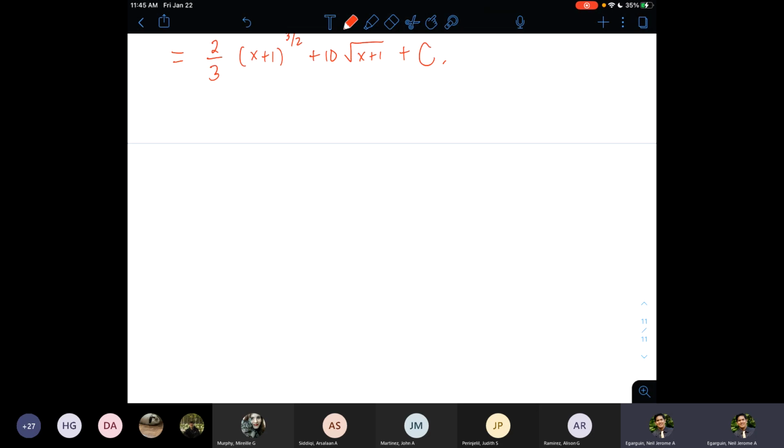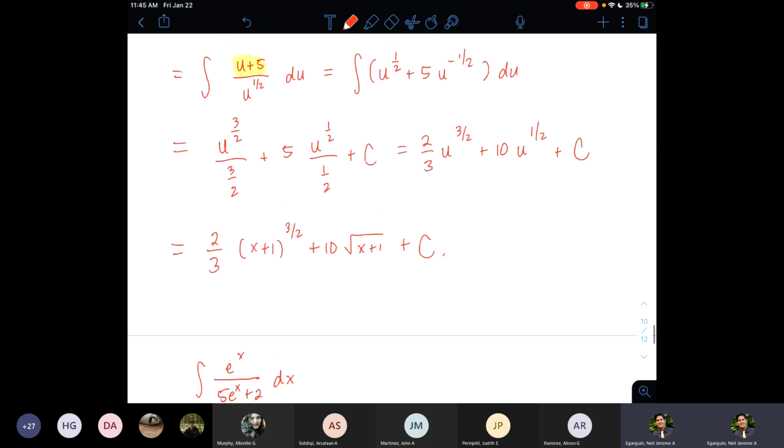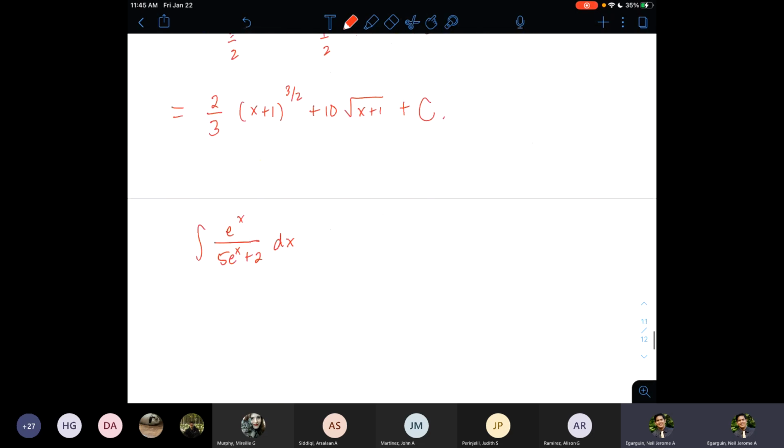This is again from John. You are bringing up interesting questions, John. So you had e to the x over 5 e to the x plus 2 dx. I guess this is not from the worksheet, so I'll call this problem D.